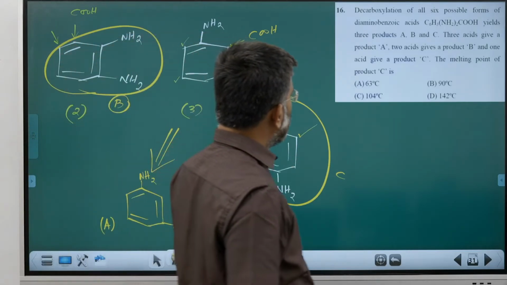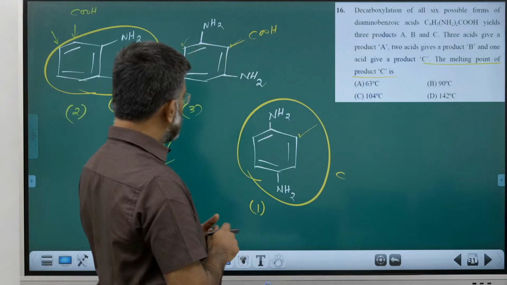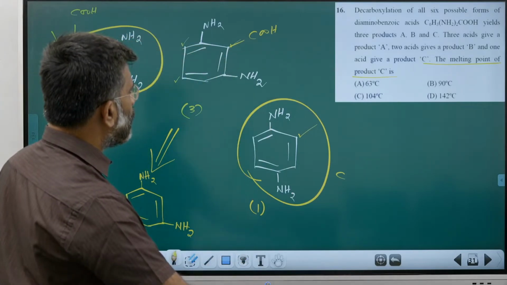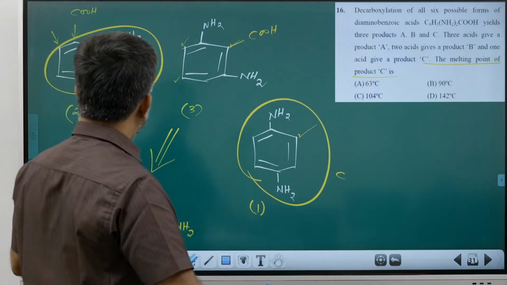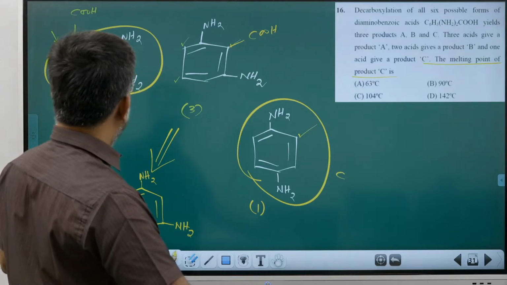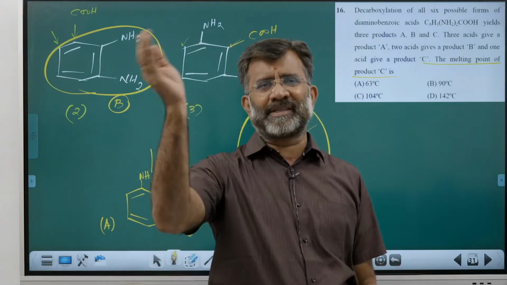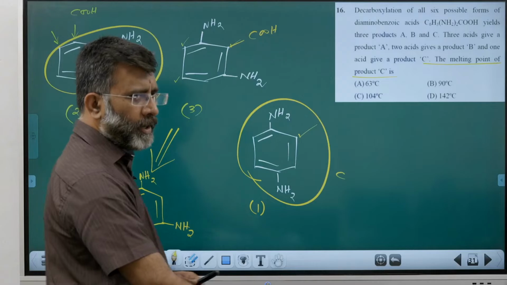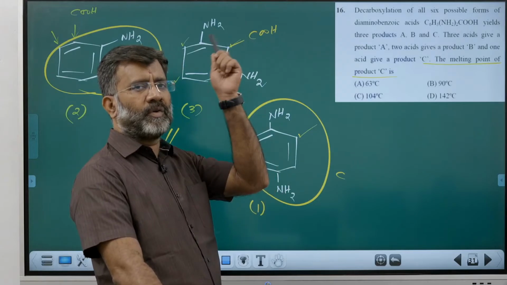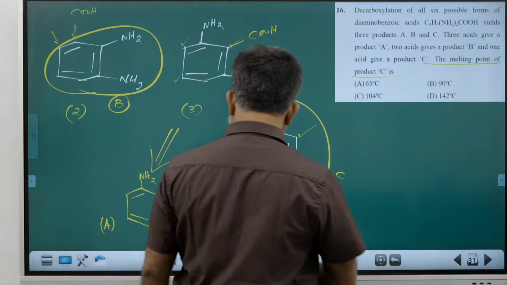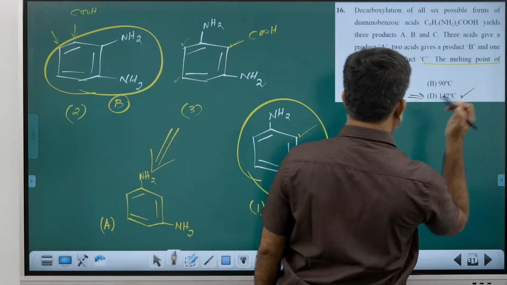Now, what are they asking? The melting point of C is, yeah, it's simple, no? Melting point of this. See, melting point of the meta isomer is minimum. It comes in the range of 60s. While melting point of the ortho isomer is slightly above 100 and melting point of para is maximum, in the range of 140. And we have only one choice. There is absolutely no confusion being created. This will be the answer, option D.